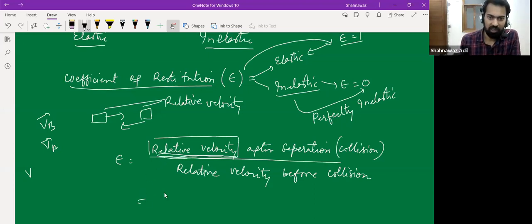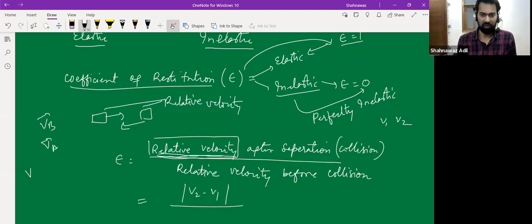So as I was telling, the relative velocity after separation. So after separation, you had what? V1 and V2. So this would be V2 minus V1. And I will say why I omit that vector part. And this is U1 minus U2. So this is the coefficient of restitution.